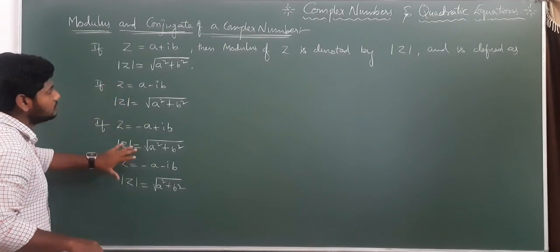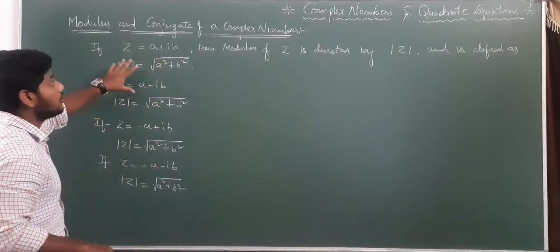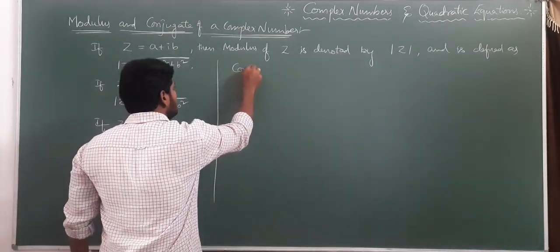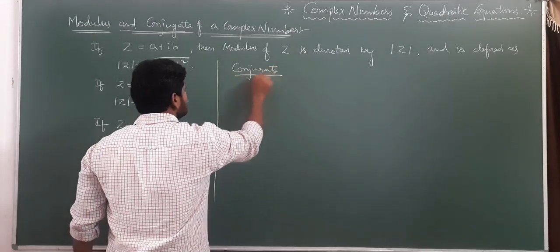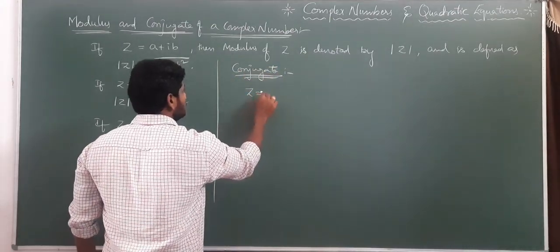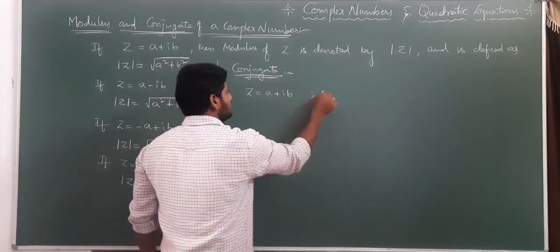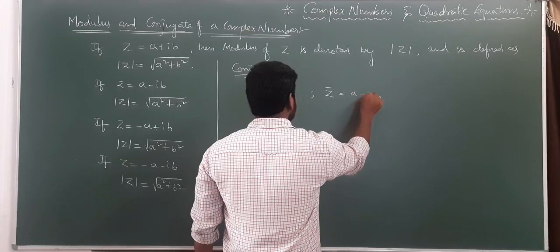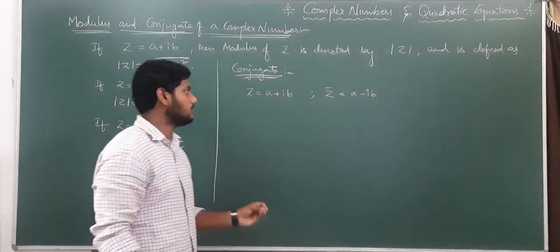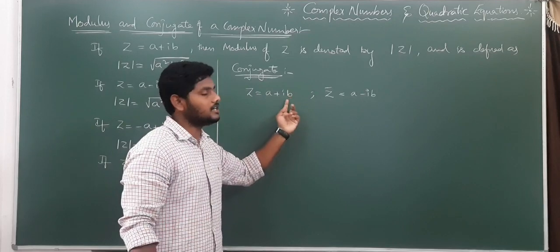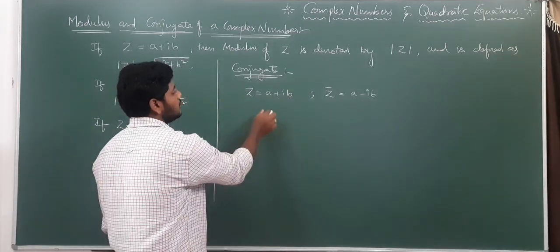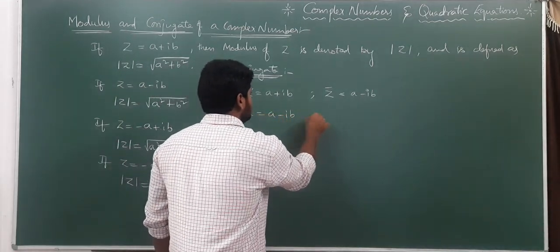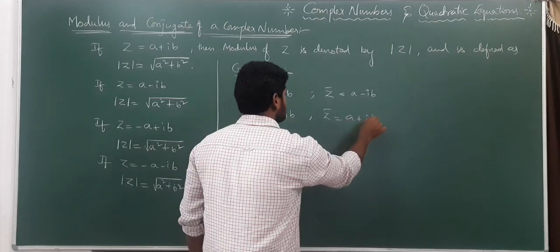Up to then, note down these values. This is about the modulus of a complex number. When it comes to conjugate, in yesterday's class I said that if z is equal to a plus ib, then z bar is the conjugate. So z bar means a minus ib. For the conjugate, for the imaginary part b we need to put a negative sign, but we should not disturb the real part. And if z is equal to a minus ib, then z bar is a plus ib.